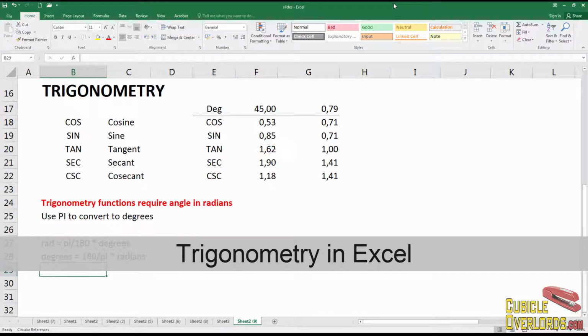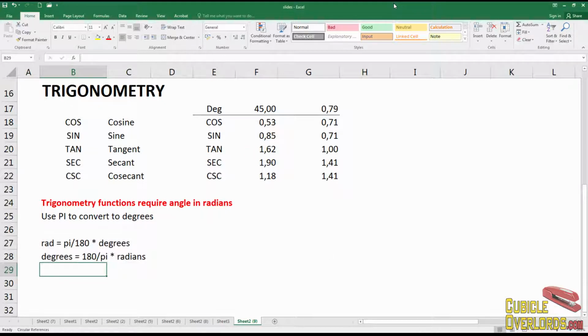Okay, trigonometry in Excel. Trigonometry, if you remember from grade school, was all that stuff that had to do with angles and triangles and the opposite side divided by the adjacent side, stuff like that. Most of the time you use these functions very little, but eventually you'll probably have to use them for something or other. So here they are, or at least here's some of the basic ones in Excel.